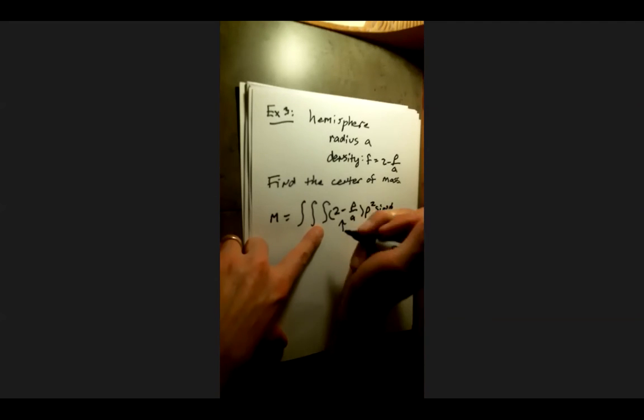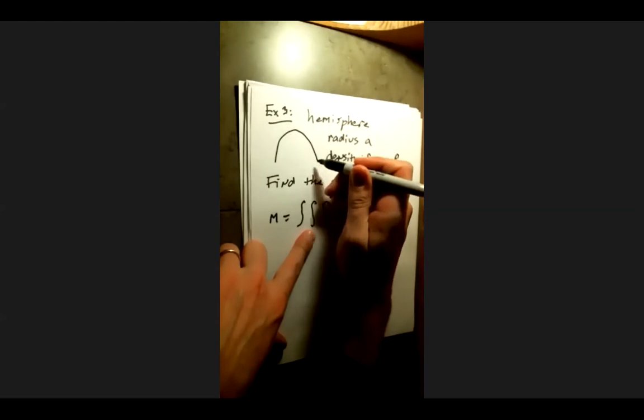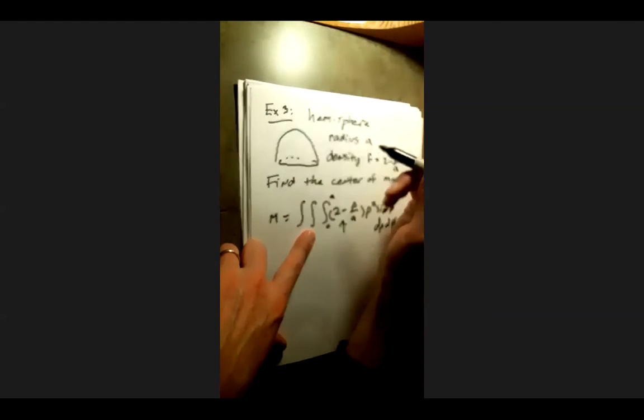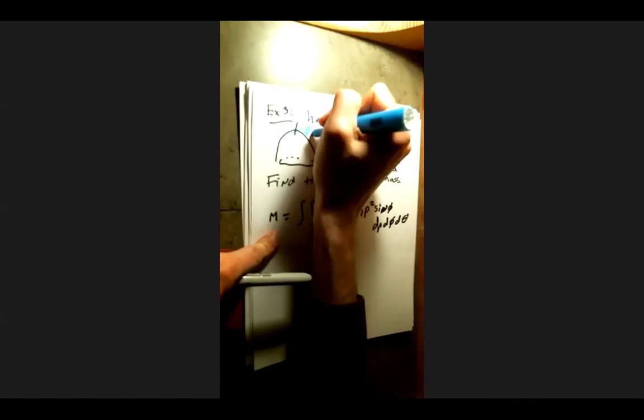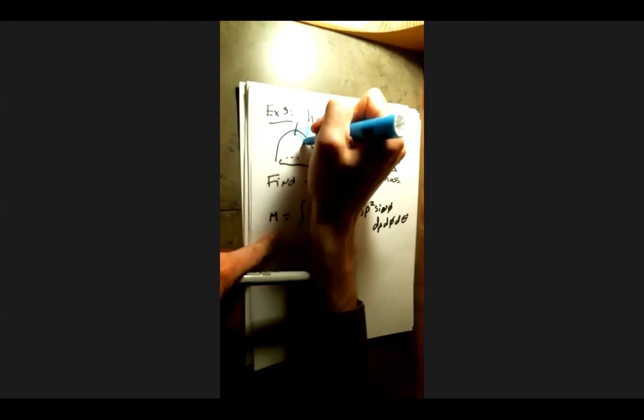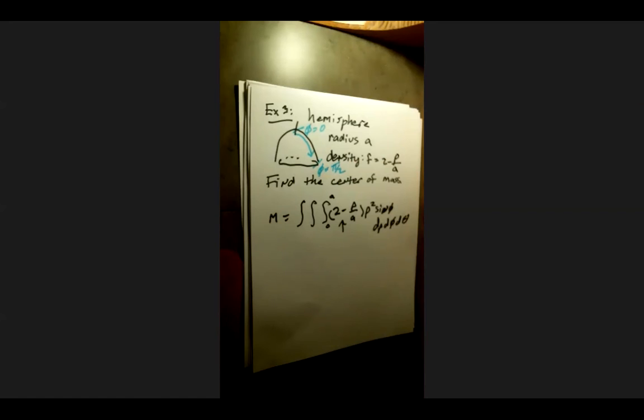Zero to a, because it's a hemisphere. Where do the phis range between? Should be 0 to pi over 2, because remember that up here at the peak, this would be phi equals 0, and then we're rotating down, so this would be at phi equals pi over 2. Right, thank you.